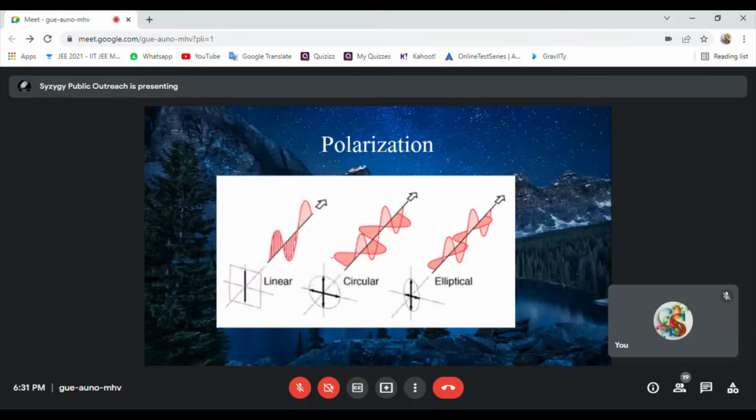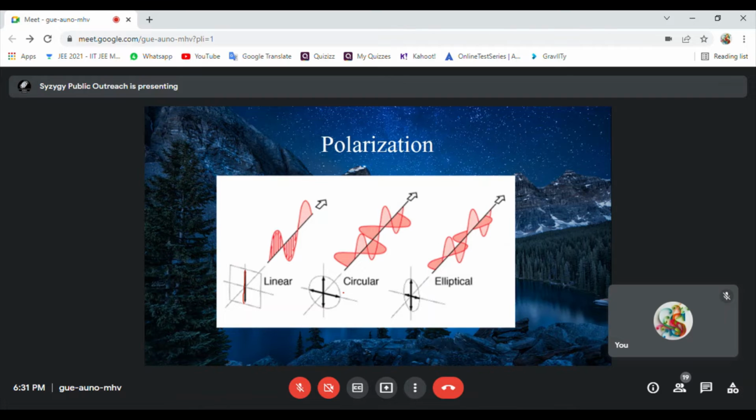First is linear polarization. In a linearly polarized wave, the electric field has a single direction, and the graph traced by the electric vector is just a straight line, as you can see here. This is the most simple type of polarization. Now, what is circular polarization?